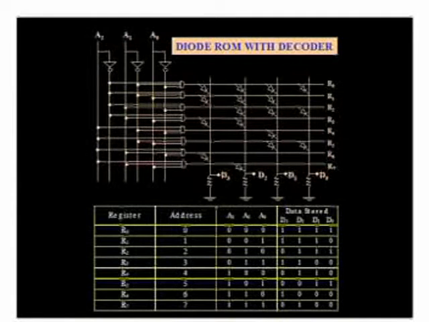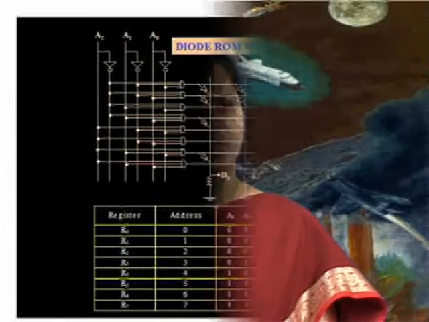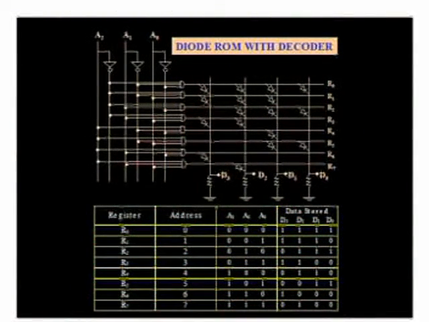Now let us consider the inputs A0, A1, A2. In this case, when you apply the inputs A0, A1, A2 equal to 0, 0, 0, and we are taking the input through the inverter, so through the inverter, it will become 1, 1, 1, 1.